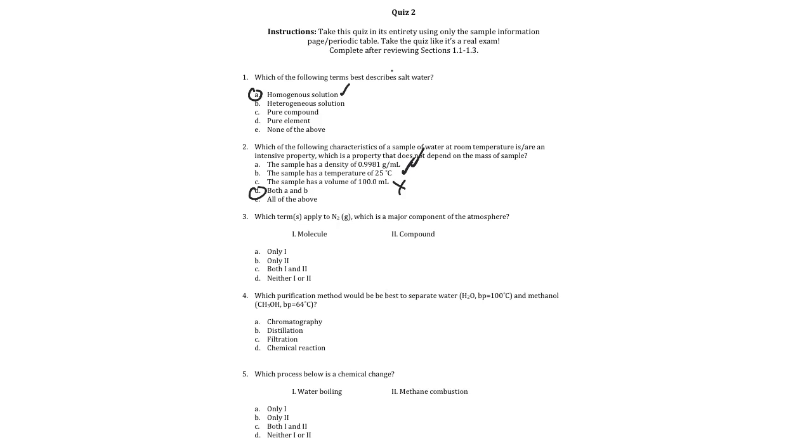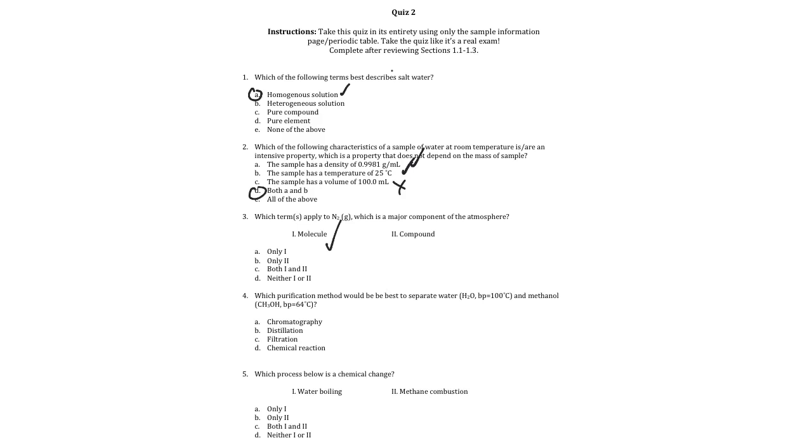Okay, number 3. Which term applies to N2 gas, which is a major component of the atmosphere? Our atmosphere is about 78% by volume nitrogen, 21% oxygen, which takes the form of O2. So oxygen molecules comprise oxygen in the atmosphere. Nitrogen molecules, N2, two nitrogens bonded together, comprise nitrogen in the atmosphere. And so N2 would be a molecule.